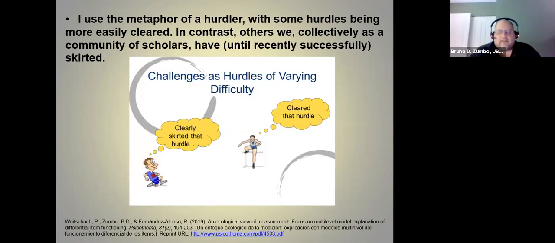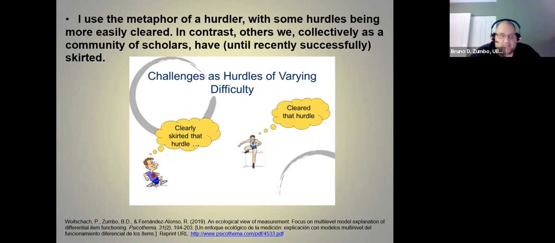So throughout, I use the metaphor of a hurdler, with some hurdles being more easily cleared. And in contrast, others, we collectively as a community of scholars have, and really until very recently, successfully skirted. I want to use this notion of a hurdler clearing a hurdle, taking on a hurdle, training for a hurdle, preparing to clear these hurdles. I think these challenges are hurdles of varying difficulty. We'll try and use it where we can. For much of the history of assessment and testing, we really have skirted these hurdles entirely.